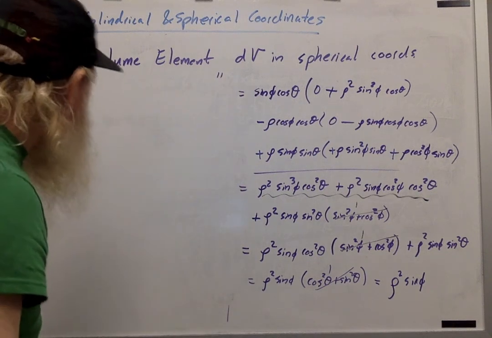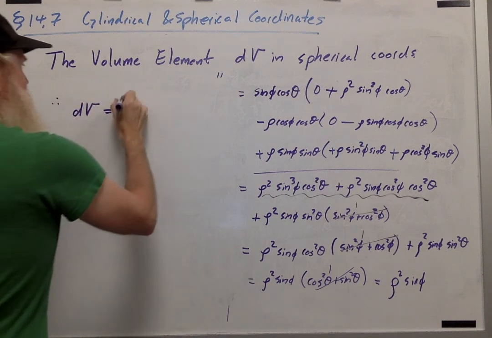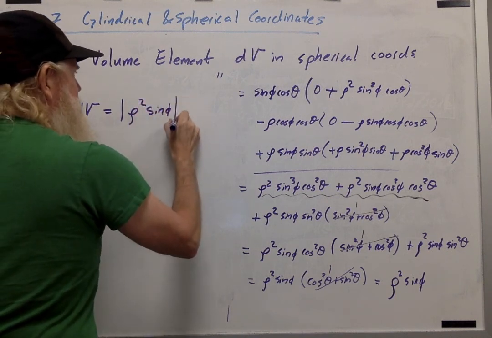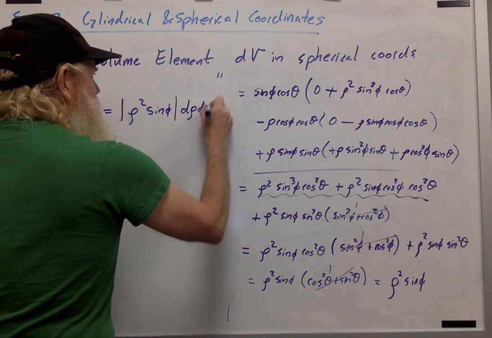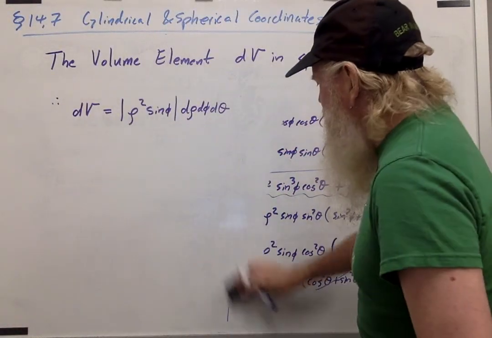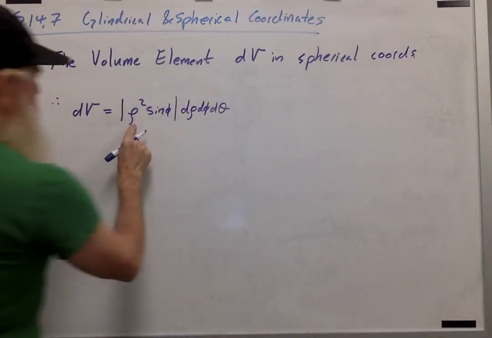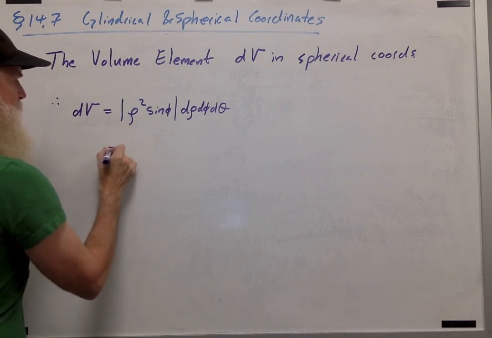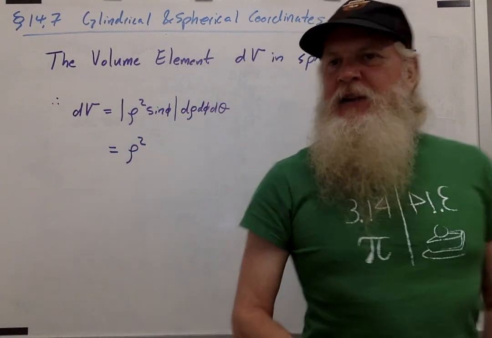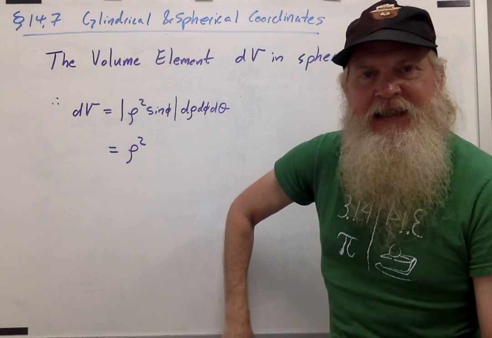So what this means is that dV in spherical coordinates is going to be the absolute value of rho squared sine phi times d rho d phi d theta. Now we can make things just a little bit better if we observe that rho squared is always non-negative, so I don't need that in absolute values. And also remember that when we set up our bounds, phi equals 0 corresponds to the north pole, and phi equals pi is the south pole.